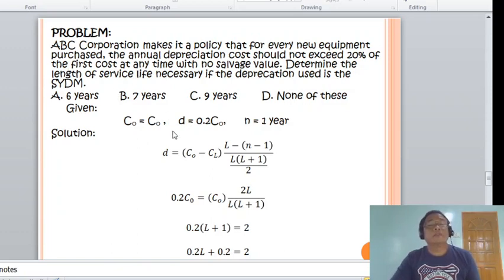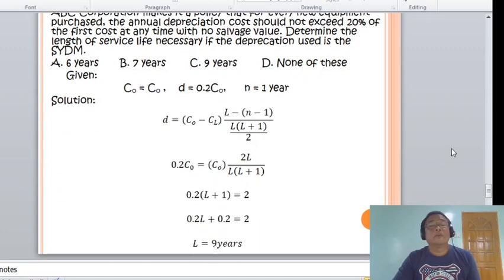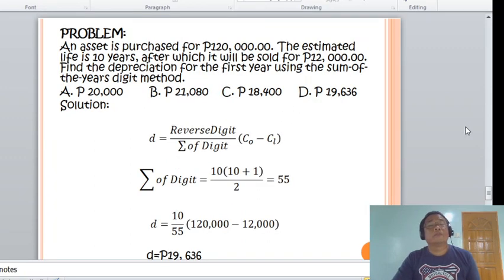So the solution. The depreciation, of course, is equal to Co minus Cl multiplied by L minus n plus 1, over L times L plus 1 over 2. Substituting values, rearranging the equation, and then the computed value is 9 years. So, direct substitution.